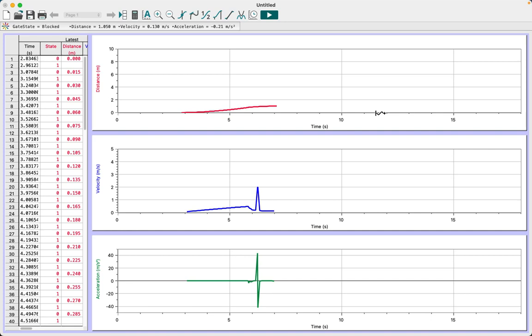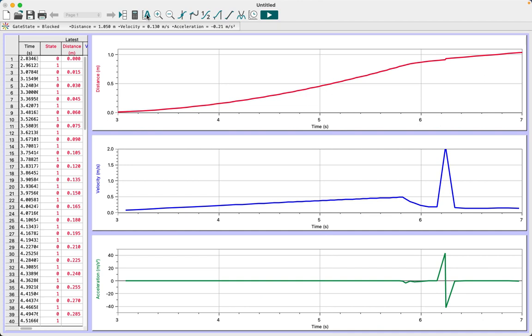So when you're done taking data, hopefully you have some graphs that look like this. They're pretty small and hard to see, so I'm going to go up here and click this auto scale button on the top, the little graph with the A in it. That's going to make it fill up the screen on each one of those graphs. You'll notice we have a distance versus time graph here on the top, a velocity versus time graph here, and an acceleration versus time graph here.